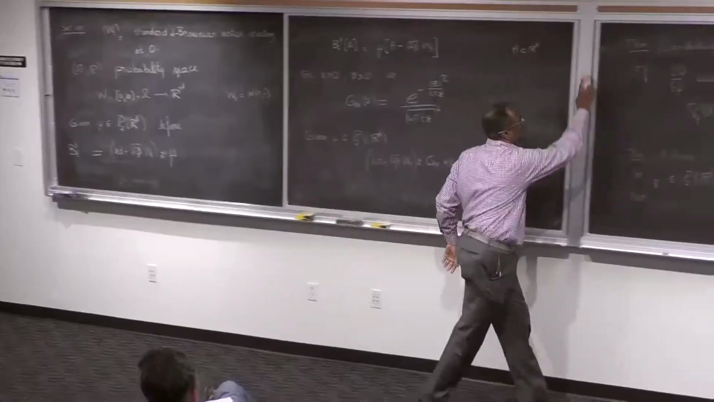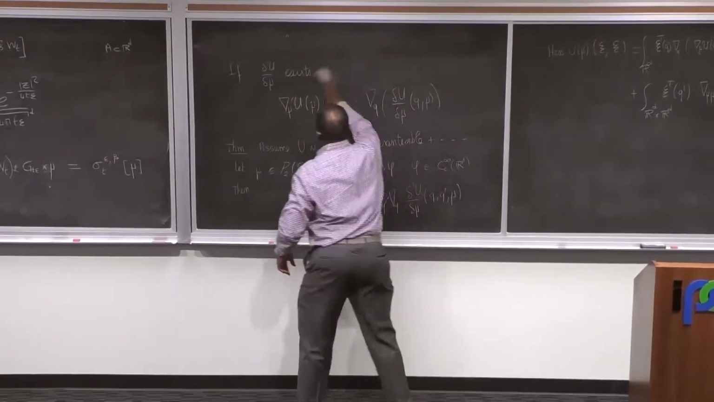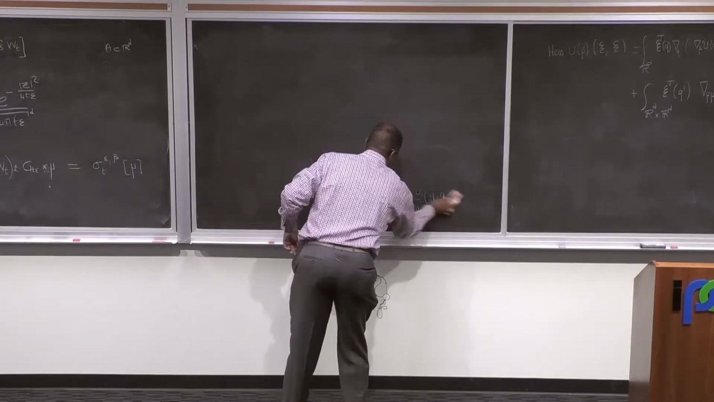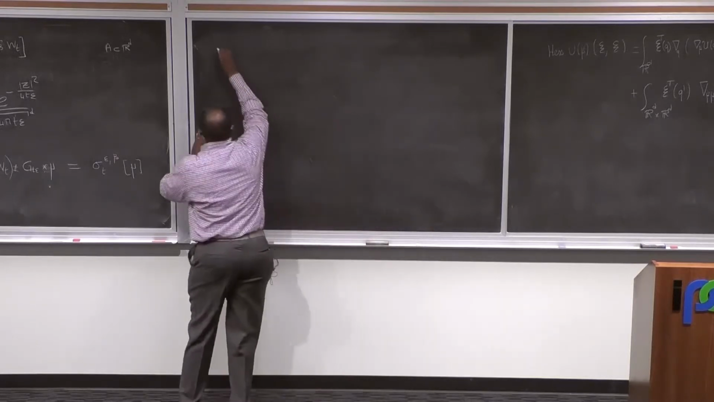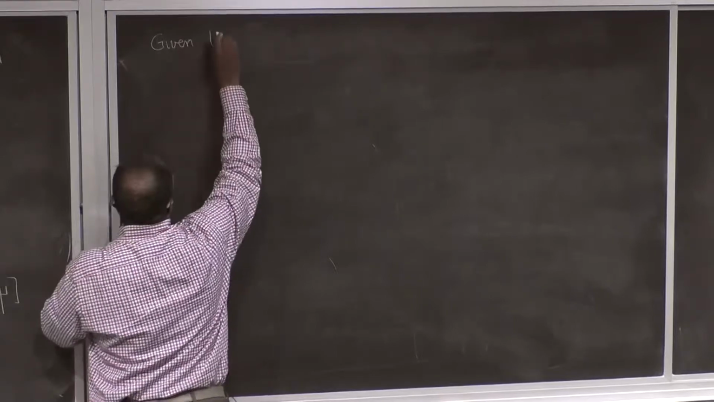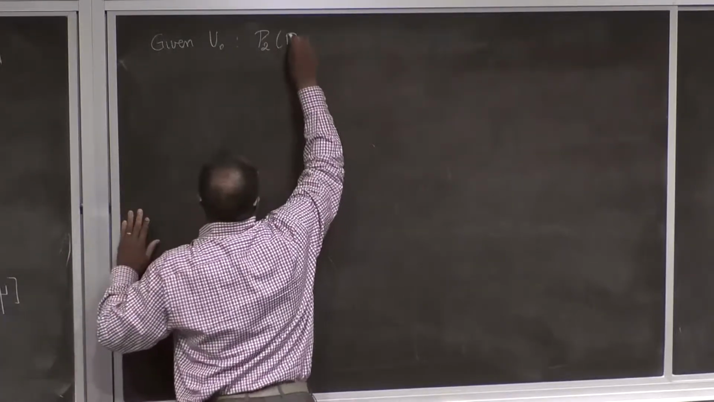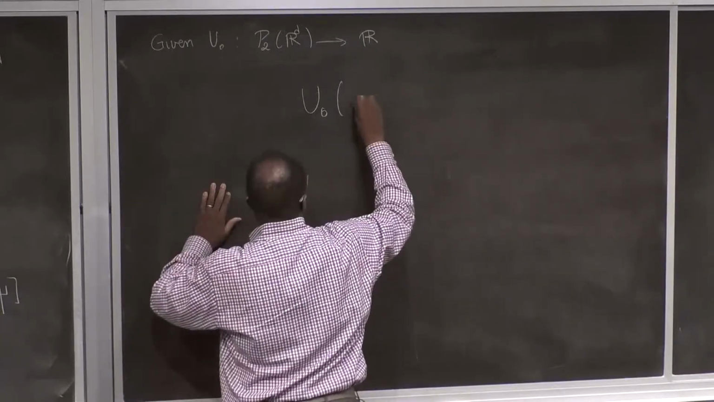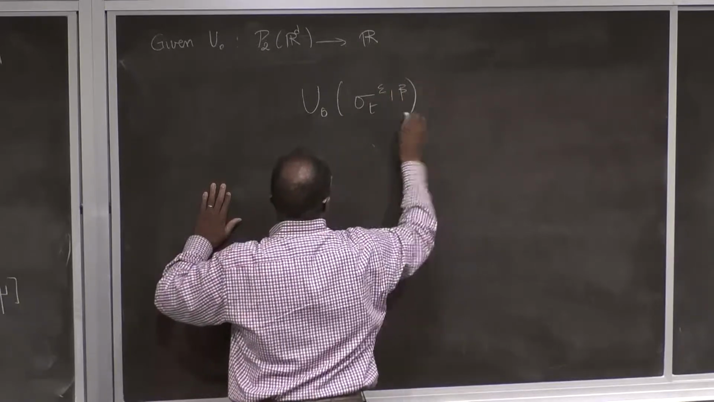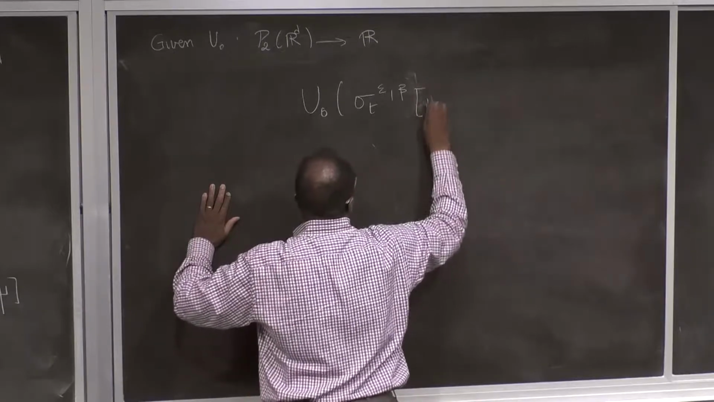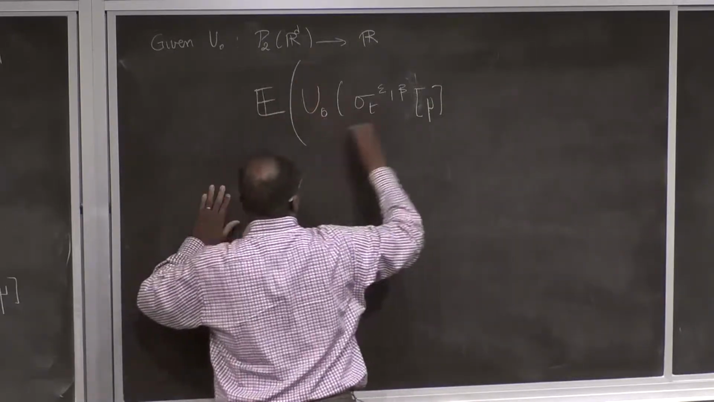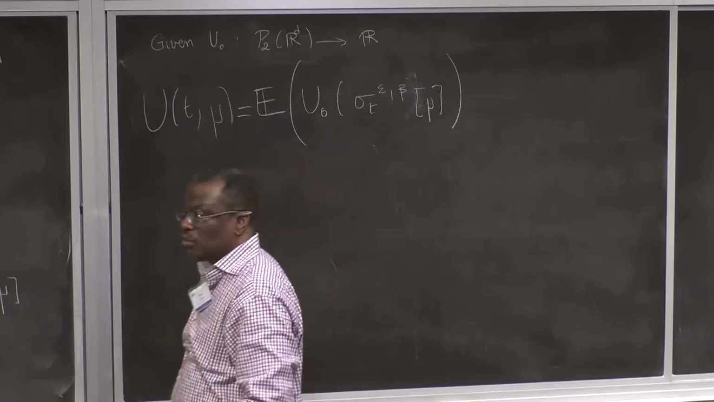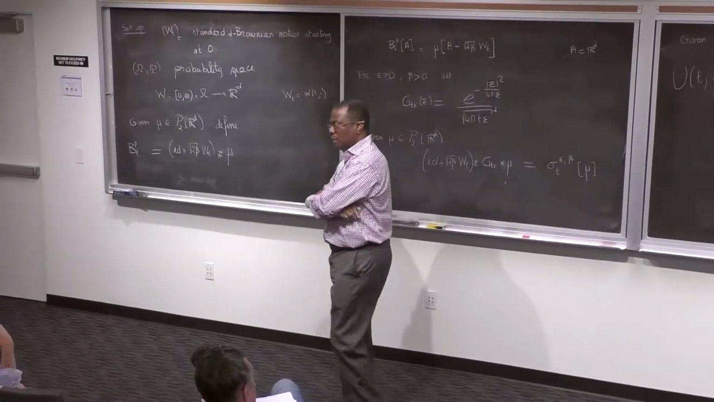So here is what I want to do. Given U_0 from the set of probability measures on R^d to R, you will be very tempted to define U_0 of sigma_t^{epsilon,beta} pushed forward of mu, and you take the expectation. And you call this U of t, mu. So you will be very tempted to ask what is the equation satisfied by this.